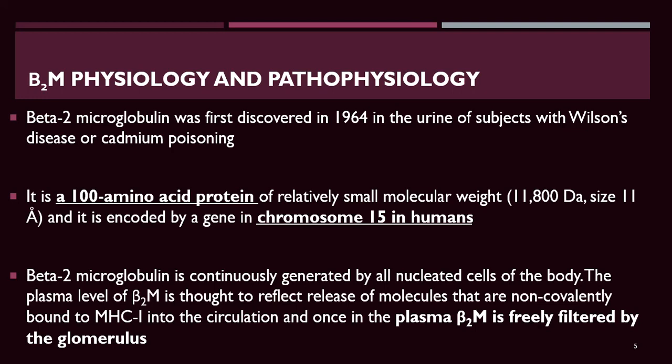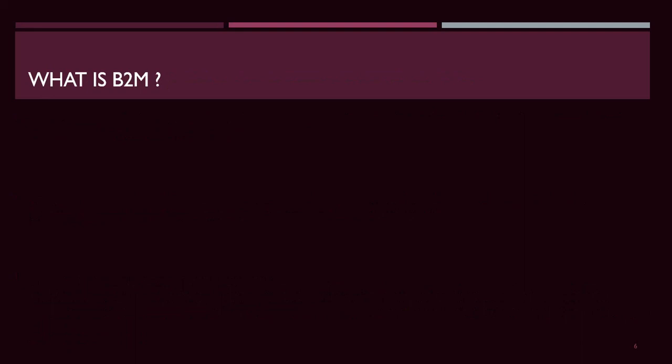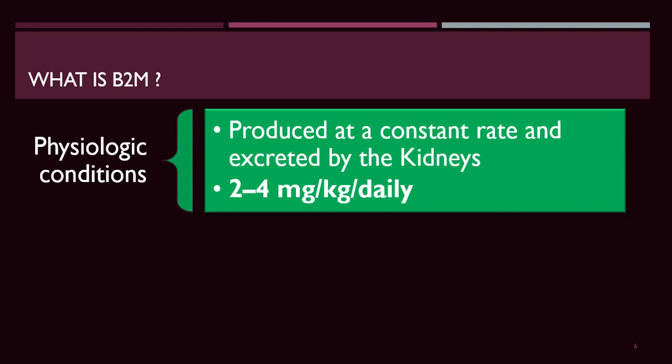Beta 2 microglobulin is continuously generated by all nucleated cells of the body. The level of beta 2 microglobulin is thought to reflect the release of molecules that are non-covalently bound to MHC1 into the circulation, and it is then freely filtered by the glomerulus. Under physiologic conditions it is produced at a constant rate between 2 and 4 milligrams per kg daily.